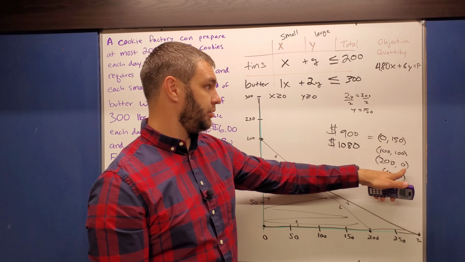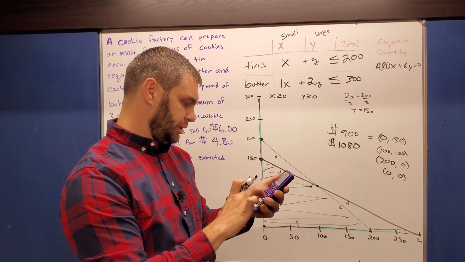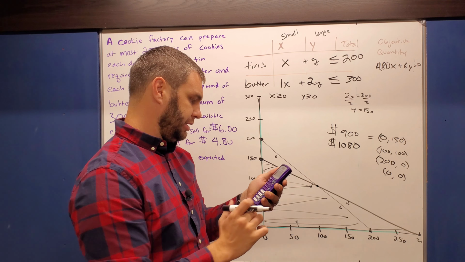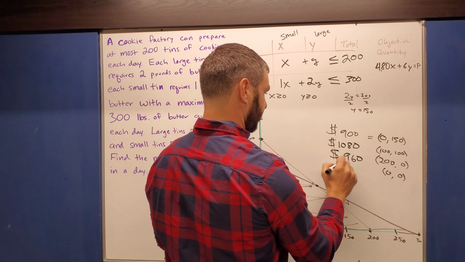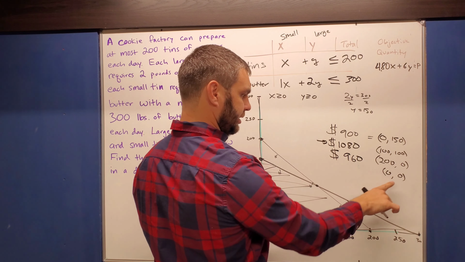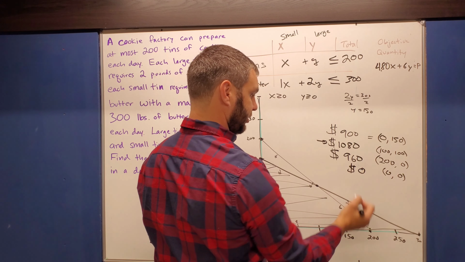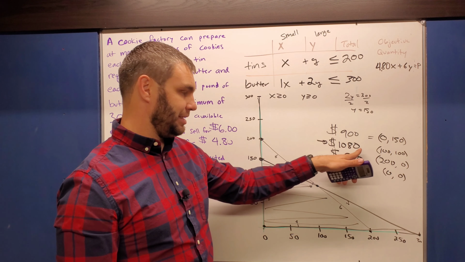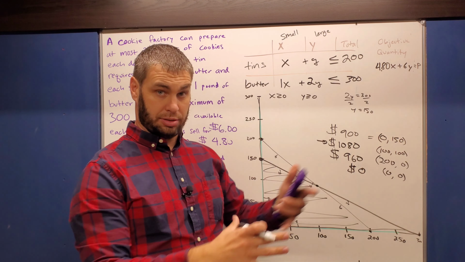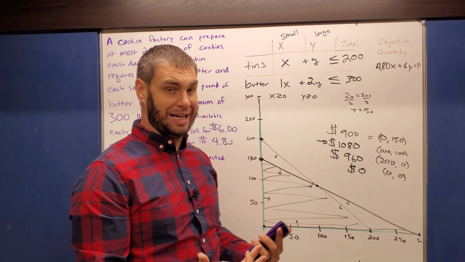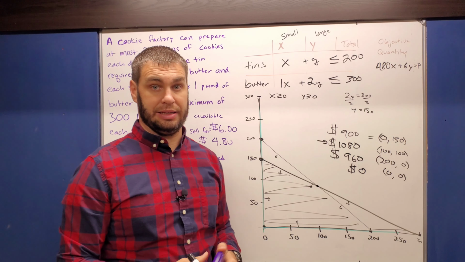What about 200, 0? So the 0 goes with the 6. 200 times 4.80 is 960. That's interesting. It's more than that first one, but this one is still the best. And then if I plug in 0, of course, we didn't make any cookies, so this would give us a profit of 0. So the one right here, $1,080, if I make 100 small and 100 large tins of cookies, would be the maximum profit that cookie factory could expect to make in a day.